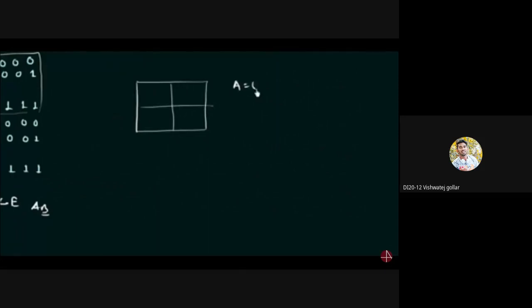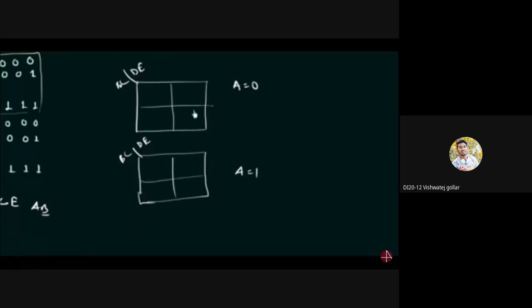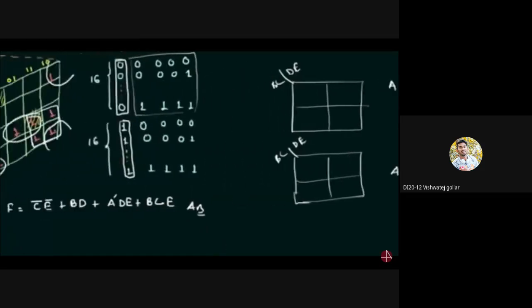Assign A as 0 for this particular 4 variable K map, and then make another 4 variable K map in which A is 1, and just write B, C, D, E as we did in a 4 variable K map, and then combine the ones. But you must have a good imagination, and at the same time you must have a good practice to do the combination in this 2-dimensional 5 variable K map.